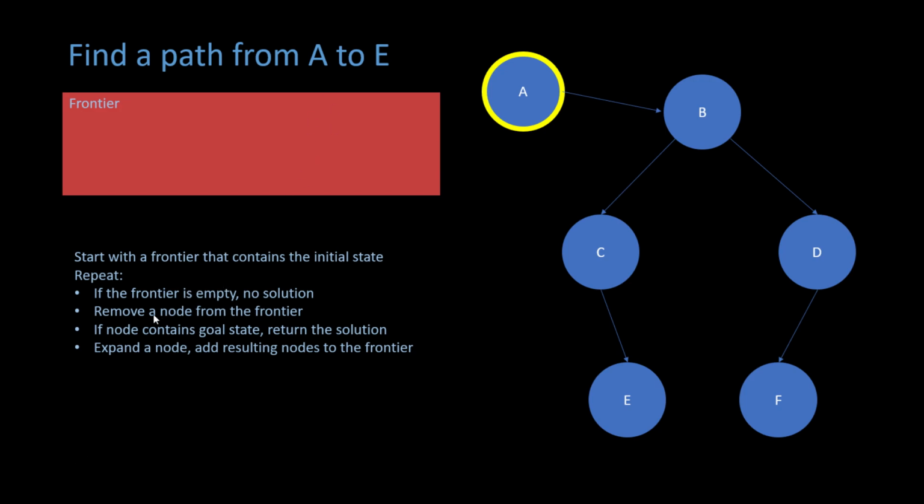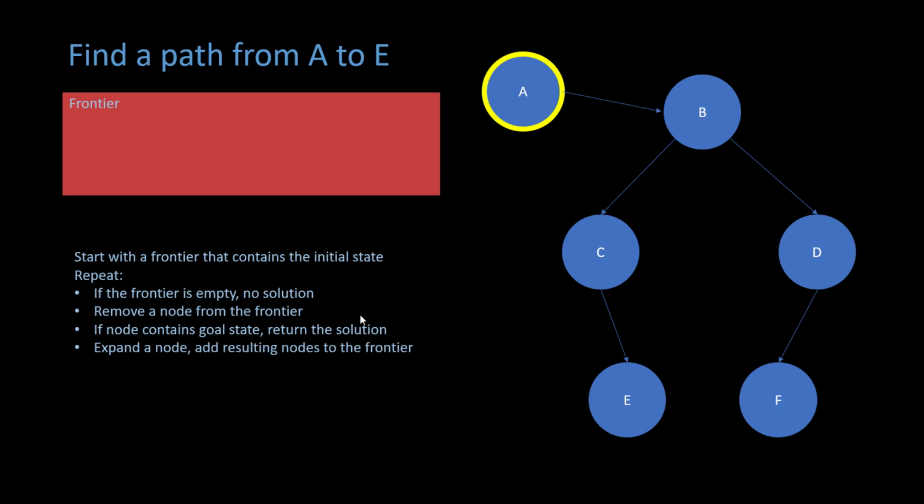If my frontier is empty, then there is no solution. Since it's empty, there is no solution. Here there is nothing, so I can skip this stage. That means I need to remove a node from the frontier. I don't have any node in the frontier, so I don't need to remove it. If a node contains a goal state, return the solution. Since A is not my goal state, E is, that also doesn't apply.